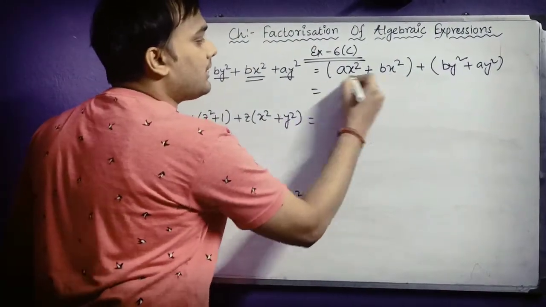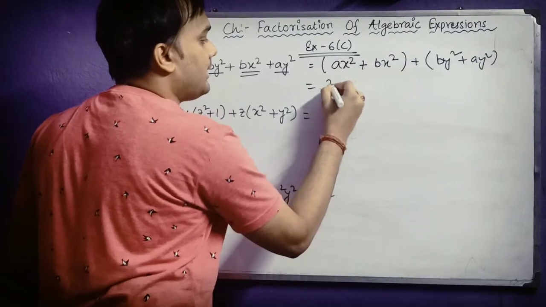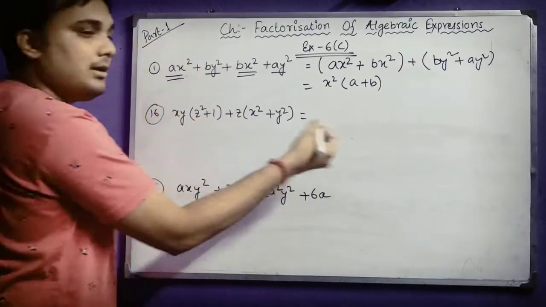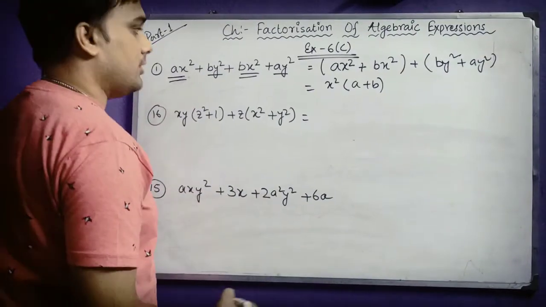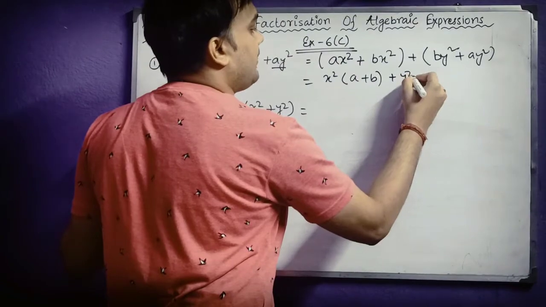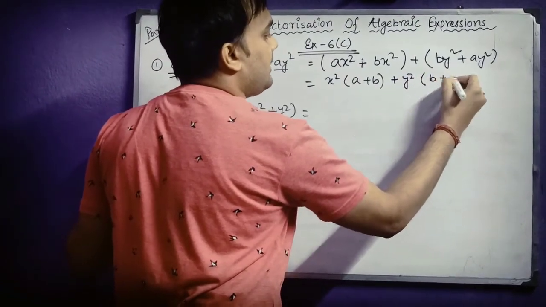First you will see what is common here. It's x square. I will take x square common. So it will be a plus b, as you know this very well from our previous discussion. From these 2, what is common? y square. I will take y square here. Inside the bracket it will be b plus c.